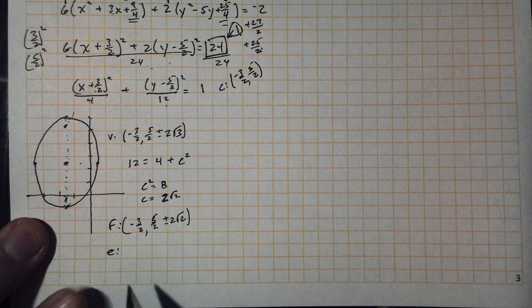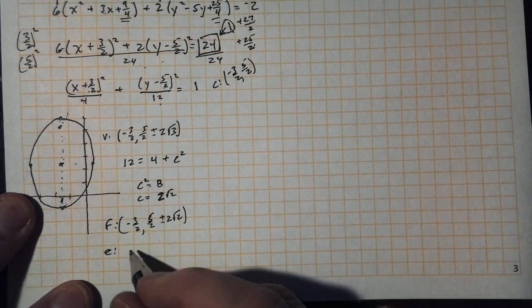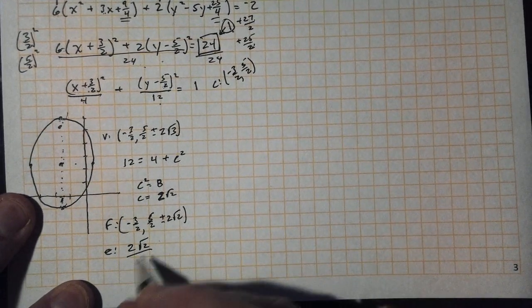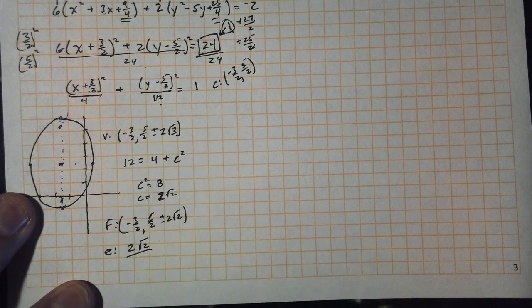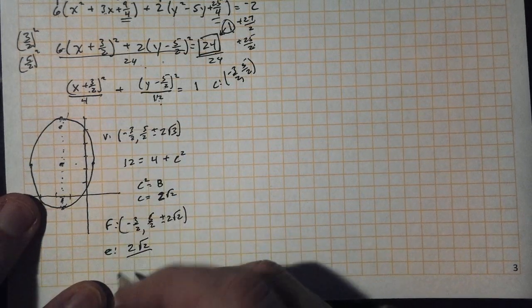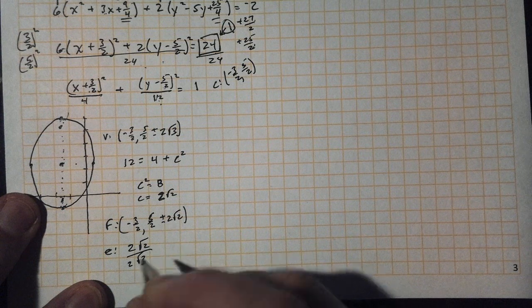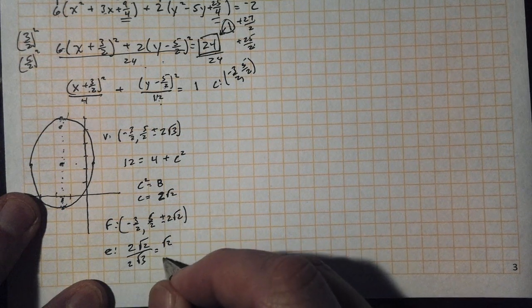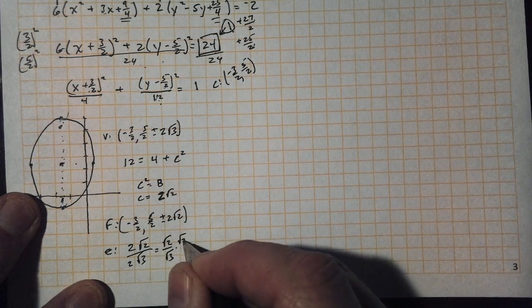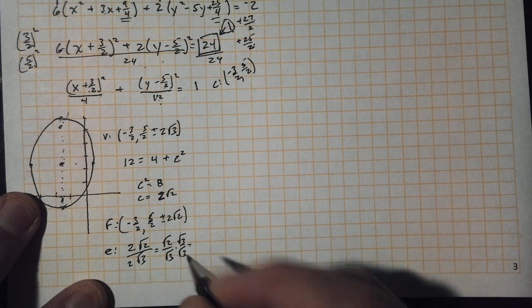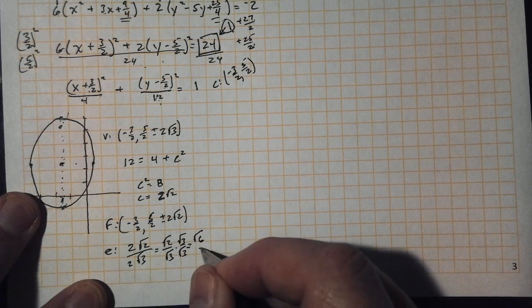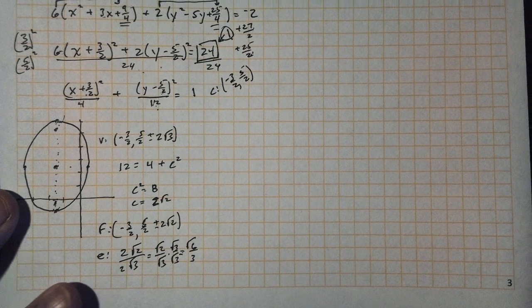And eccentricity is c on a. The square root of 12 is 2 square root of 3, so I get square root of 2 on square root of 3, or of course, square root of 6 on 3.